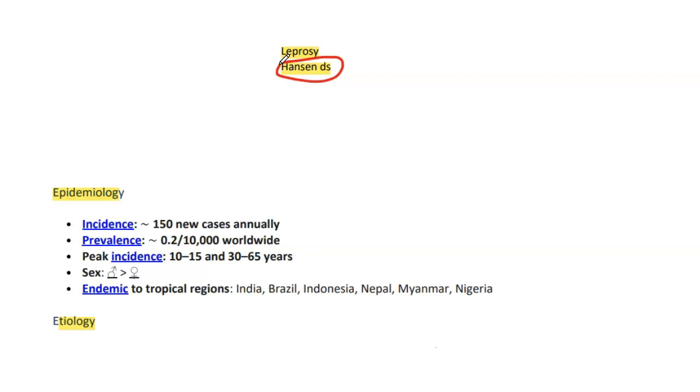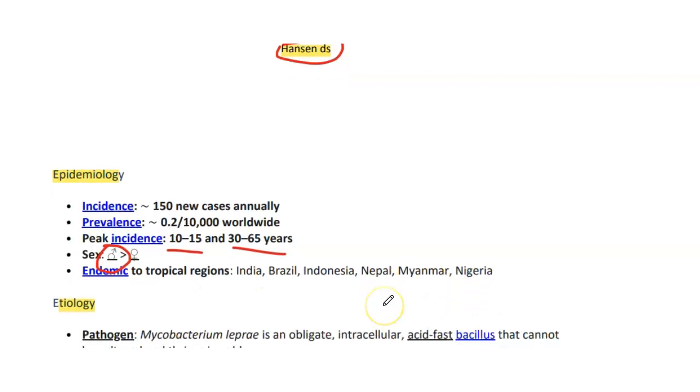The next topic of discussion is leprosy, also known as Hansen disease, which is a chronic infectious disease caused by Mycobacterium leprae. Its peak incidence is usually between 10 to 15 years and 30 to 65 years, and it is more common in males as compared to females. It is endemic to tropical regions like India, Brazil, Indonesia, Nepal, Myanmar, and Nigeria.